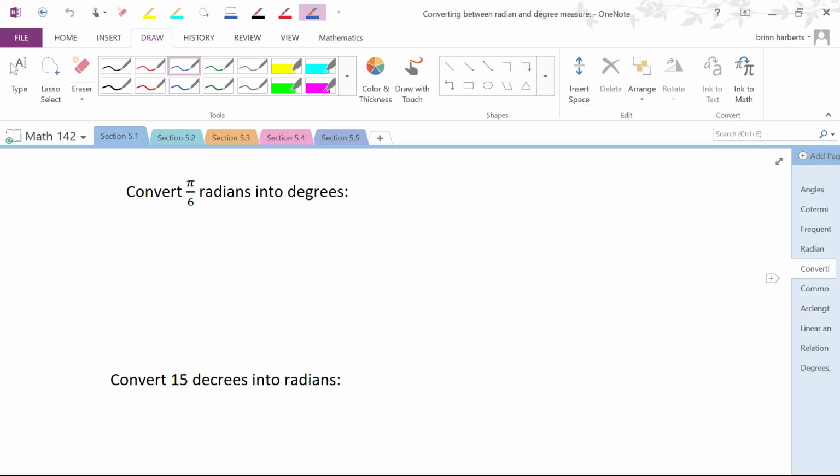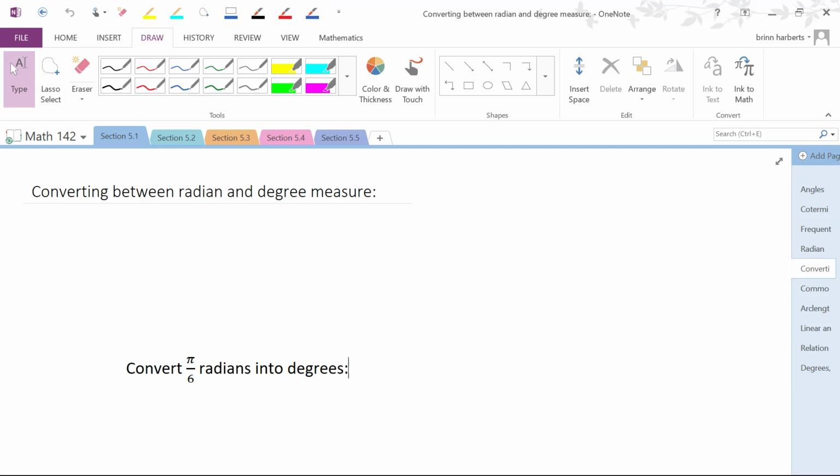Since I know this stuff, I know that 360 degrees is the same thing as 2 pi radians. And I could write that if I divided both sides by 2. I could say 180 degrees is the same thing as pi radians. Okay. We want to be able to convert back and forth between radians and degrees. This is essentially a unit conversion. Actually, it's exactly a unit conversion.